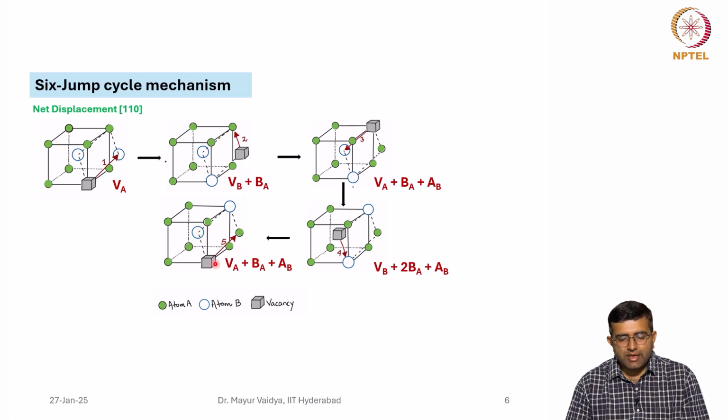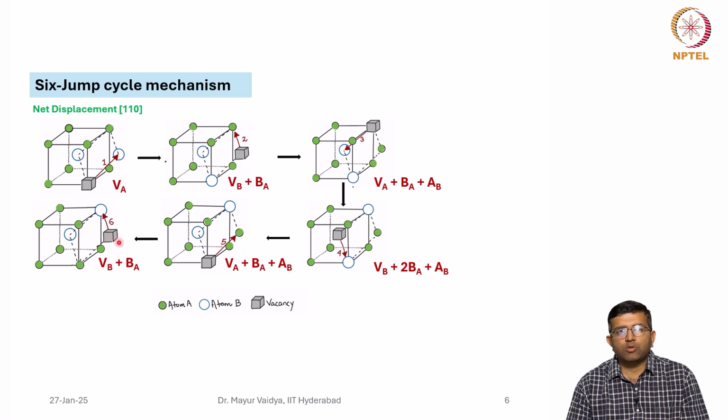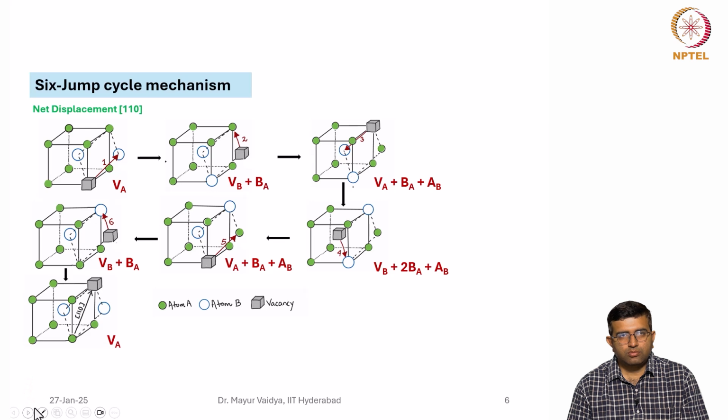Now, in the fifth step, this vacancy exchanges its position with this particular A atom, which was the anti-site atom. Therefore, the vacancy comes to the B sublattice and the A atom returns to its position. So, you now have only VB plus BA, and in the final jump, this vacancy exchanges its position with this B atom. So, the B atom will come here. You see that now the vacancy has come to this position, and now you have only VA.